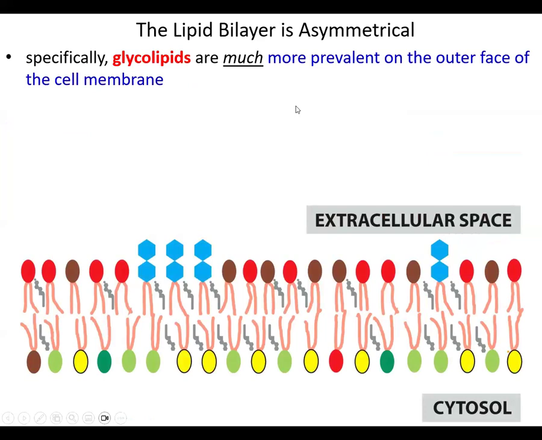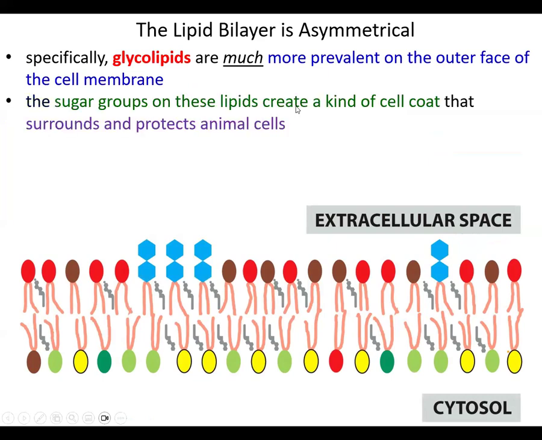So let's talk a little bit about glycolipids. Glycolipids are membrane lipids that have sugars added to them, glycolipids or sugar lipids. These are much more prevalent on the outer face of the cell membrane and virtually non-existent on the inner face. These sugar groups of the glycolipids act as a sort of, I don't want to say cell wall, because there are no cell walls in eukaryotic cells, or at least in animal cells. But I'll borrow the language from the textbook. It creates a kind of cell coat that surrounds most of our cells.